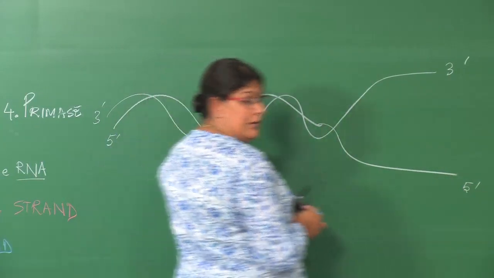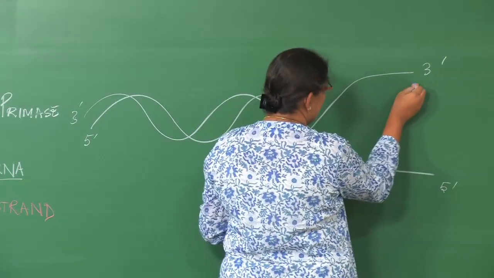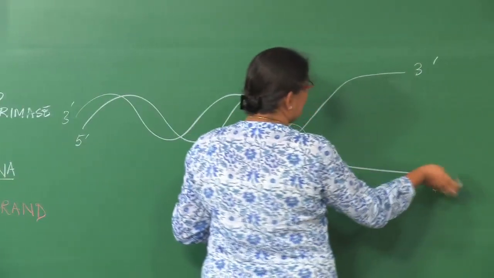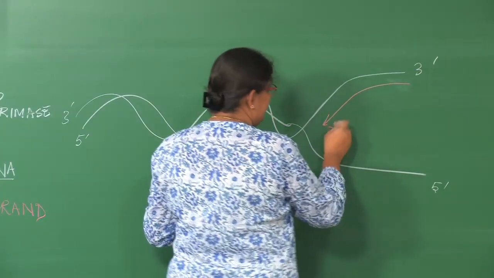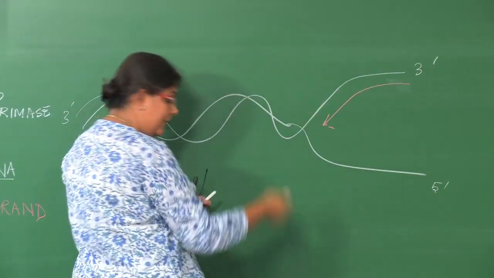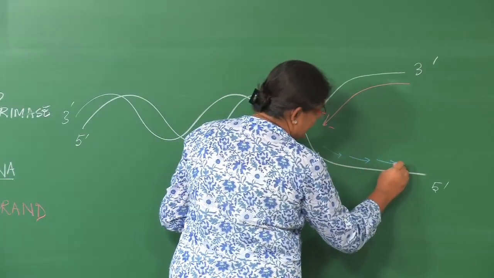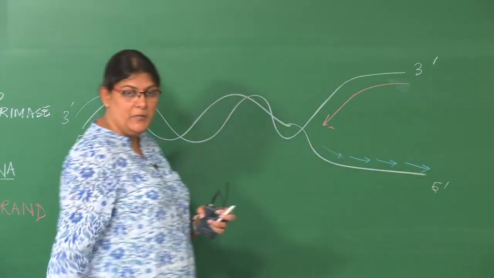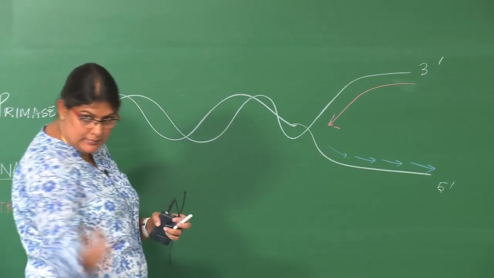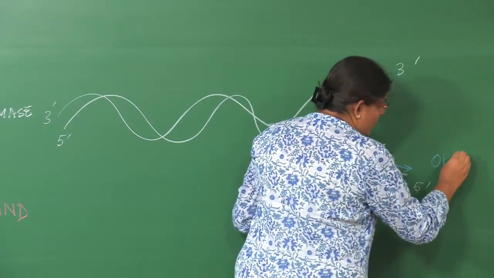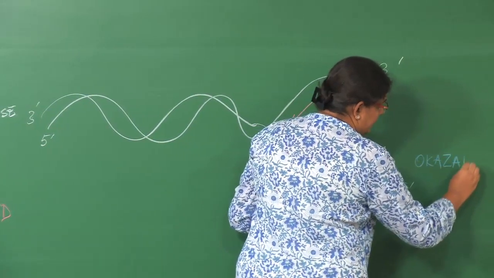So, what is happening now is that you are getting a new molecule synthesized, with a leading strand which is moving towards the replication fork, and a lagging strand which is getting synthesized in bits and pieces. Now, each of these tiny pieces of the lagging strand is called an Okazaki fragment.